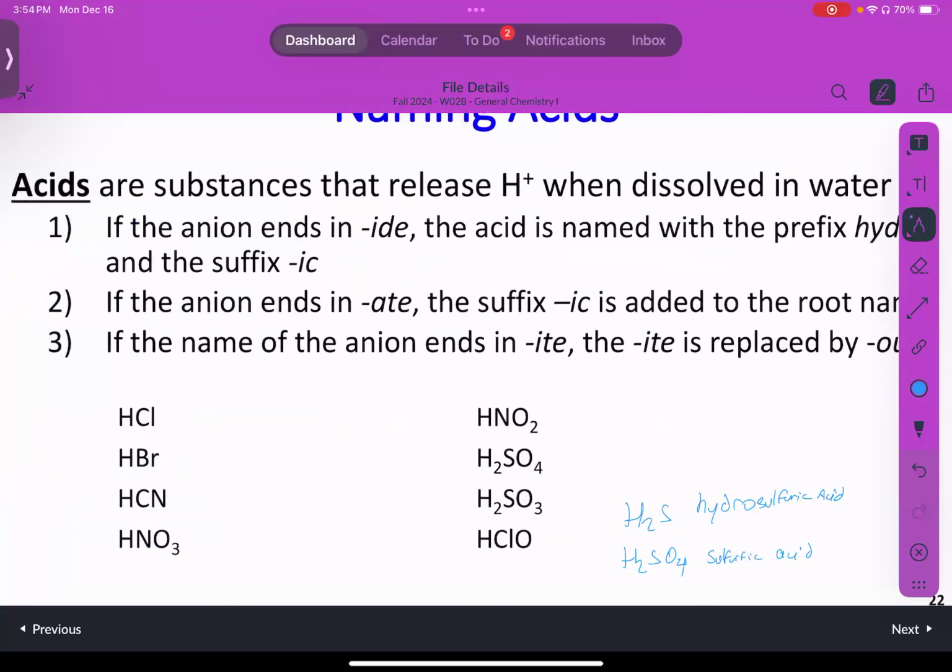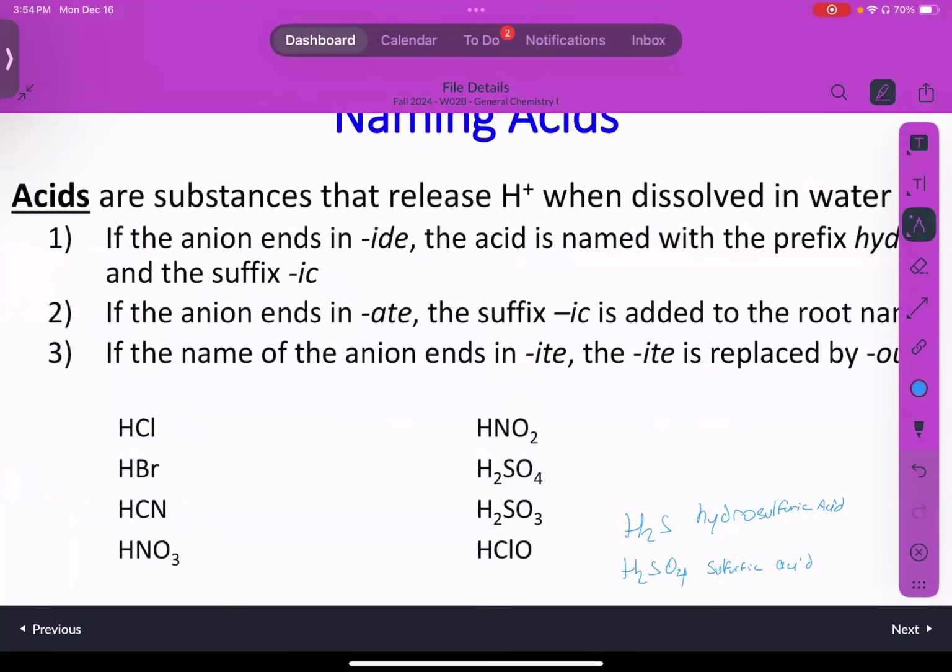Basically, anytime it's bonded with the element, you say hydrosulfuric or hydrochloric, right? This is hydrochloric. This is hydrobromic. This is cyanic, right? So when it has a polyatomic, you skip the hydro and you just go to the polyatomic. So for this one, it's cyanic acid. This one's nitric acid, right?